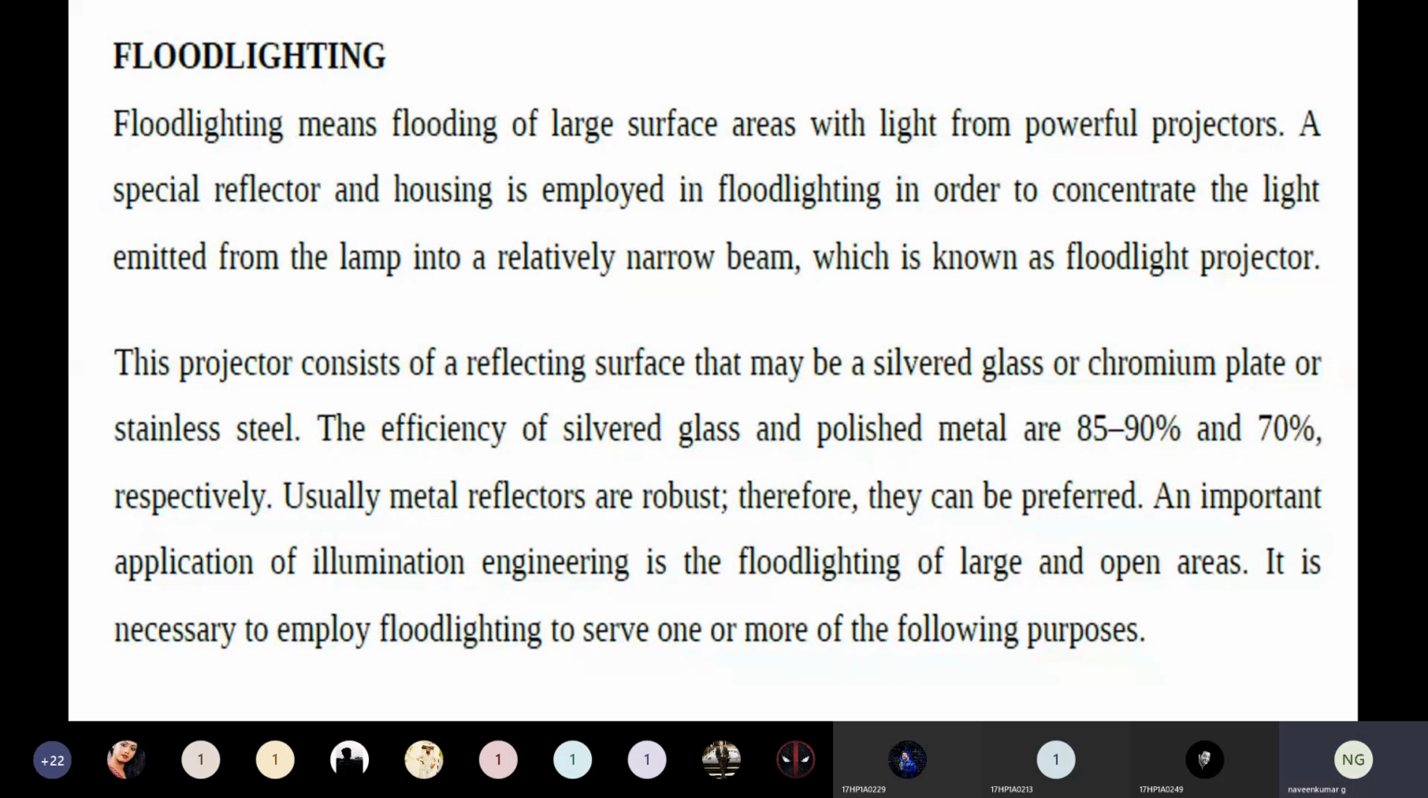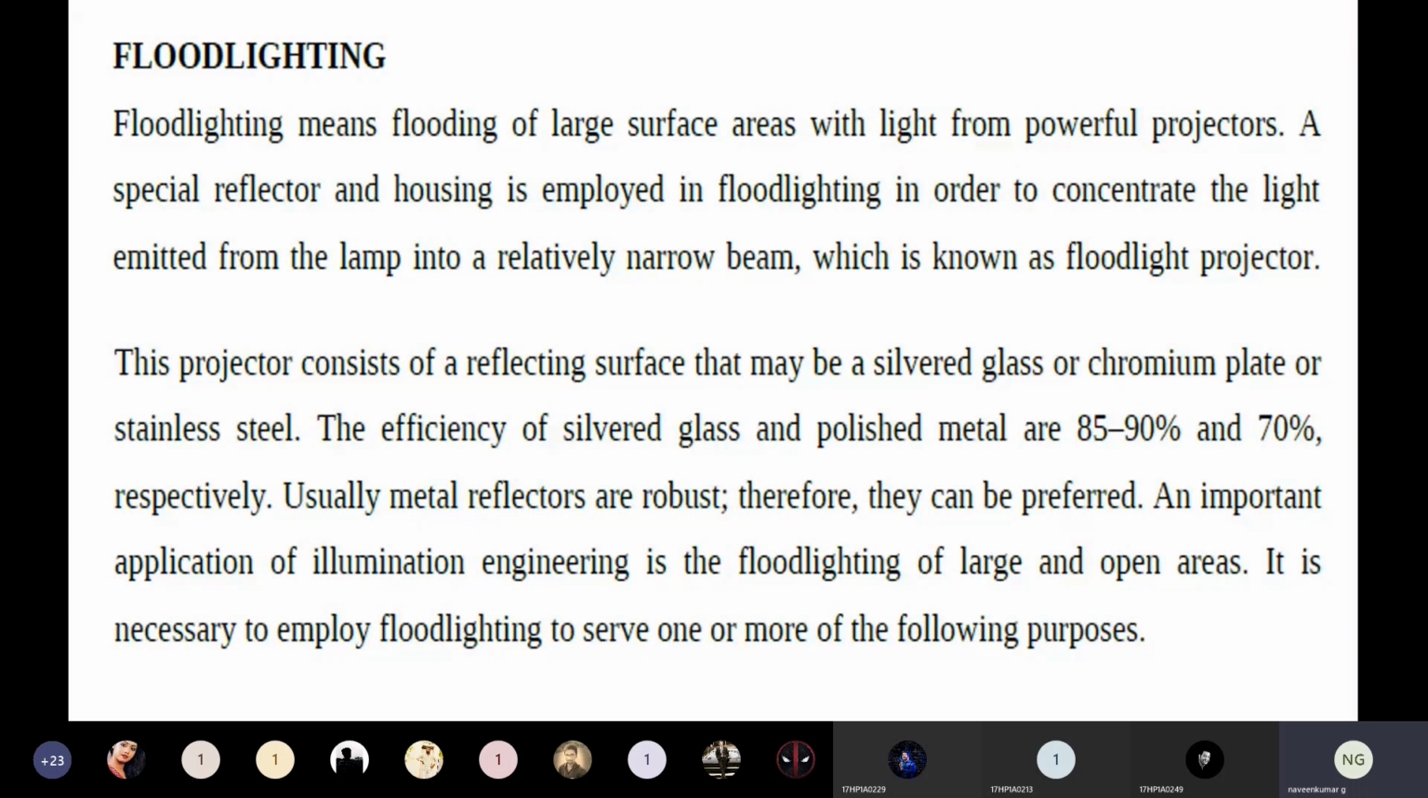Usually the floodlight projector consists of a reflecting surface. This reflecting surface may be silvered glass, a chromium plate, or a stainless steel surface. Any medium that is capable of focusing a beam or ray of light is called a reflecting surface. Whatever illumination or luminous intensity falls on its surface, it is thrown completely in the opposite direction. That particular kind of surface is called a reflecting surface.